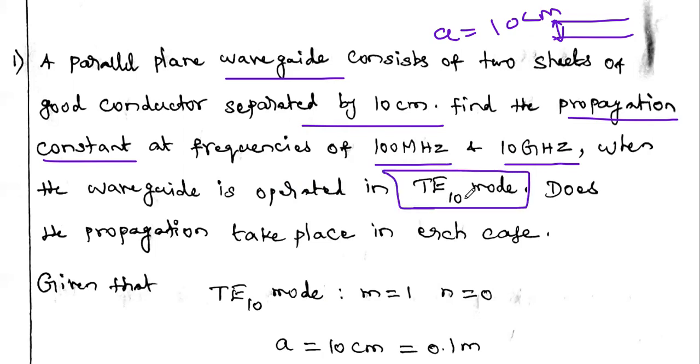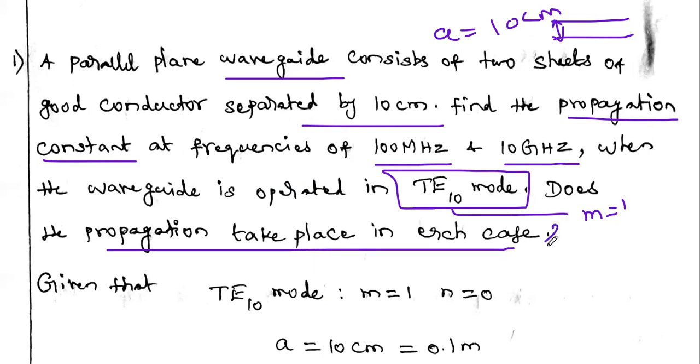So the mode we are going to solve is TE10 mode. From this TE10, you have to find the value of m. If it is TE m0, the m value is 1. Another question is, does the propagation take place in each case? If we are propagating a 100 megahertz signal, is the propagation there or not, we have to check. And if the 10 gigahertz signal is propagating, does the propagation take place or not, we have to find out.